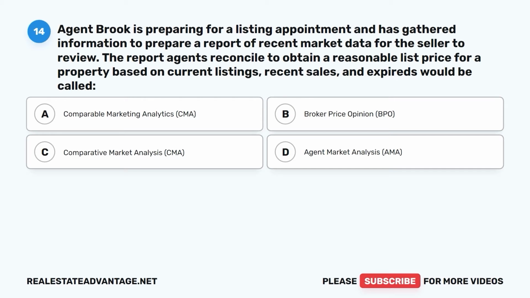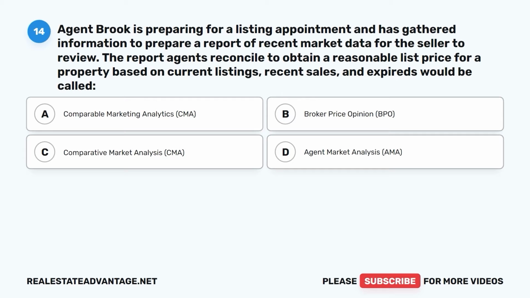Question 14. Agent Brooke is preparing for a listing appointment and has gathered information to prepare a report of recent market data for the seller to review. The report agents reconcile to obtain a reasonable list price for a property based on current listings, recent sales, and expireds would be called: A. Comparable marketing analytics, CMA. B. Broker price opinion, BPO. C. Comparative market analysis, CMA. D. Agent market analysis, AMA.